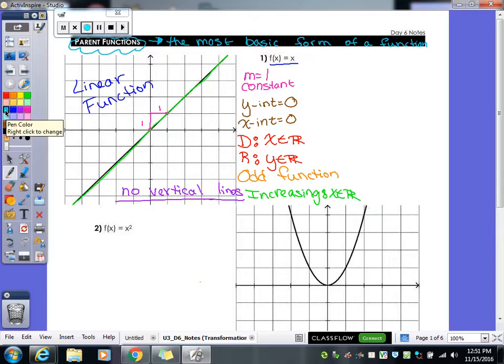Couple other things. Would this be a 1-to-1 function? Remember, 1 to 1 passes both your vertical line test, which we already know this one does, and it passes your horizontal line test. Yes, so this would be a 1 to 1 function. Is this an onto function? Remember, onto means it uses every single range value possible. Will it? Yes. So this is onto.